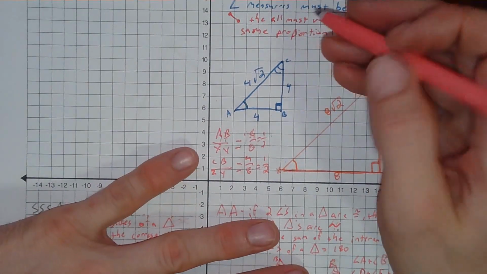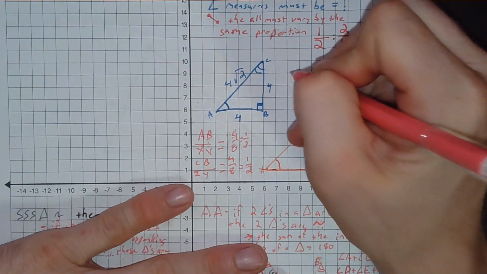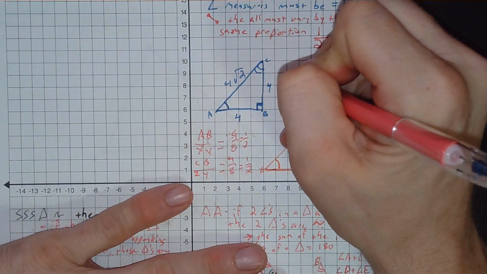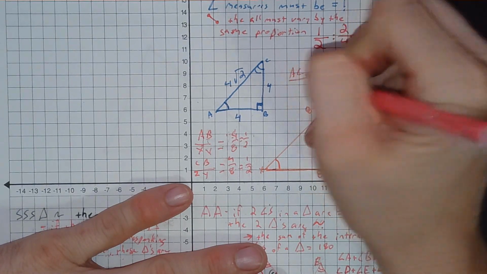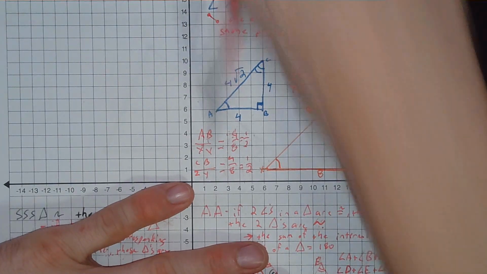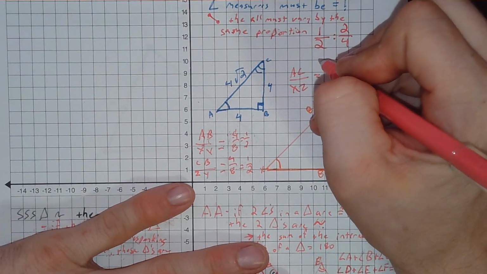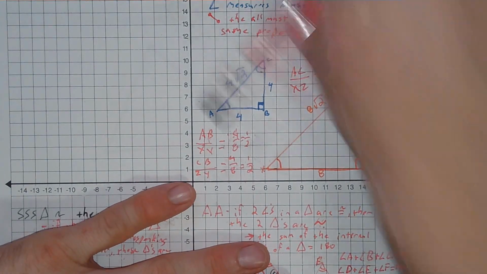I don't even know why that didn't seem wrong to me. Okay, and then the last one would be AC to XZ. I'll do it up here. I don't have yellow. Here's an orange.